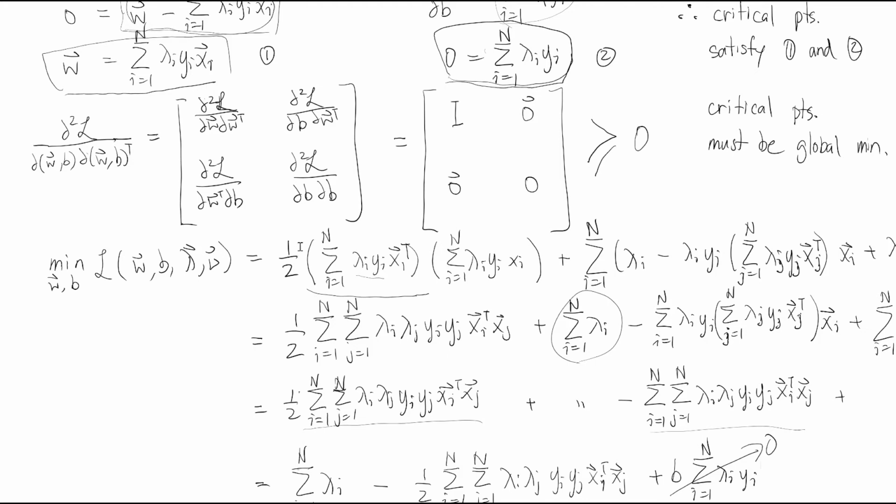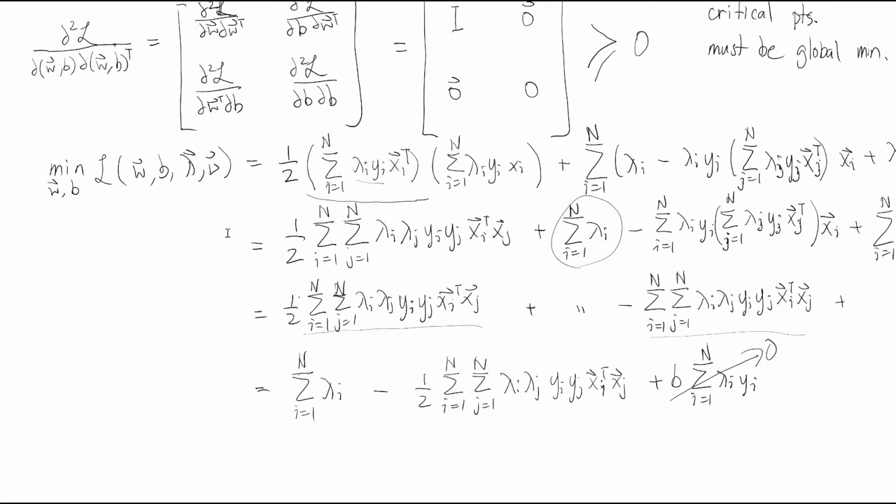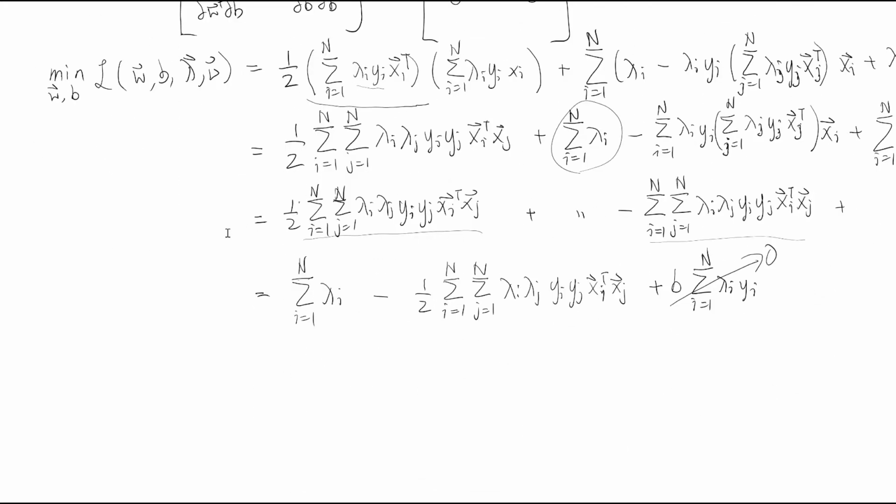So in the end, actually that's all we can simplify. So in the end, we have that the solution to this minimization is going to be the sum over lambda i minus 1/2 times this double sum, lambda i, lambda j, yi, yj, xi transpose xj.